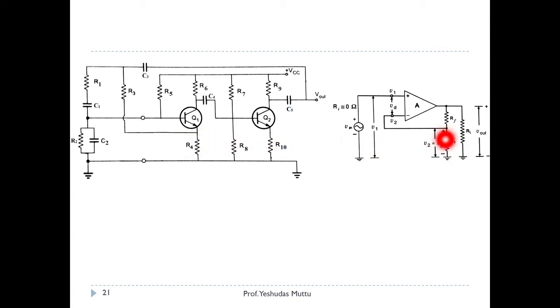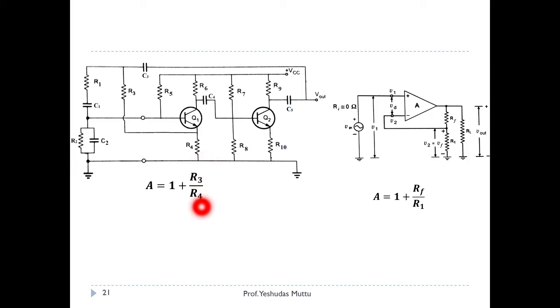You have R1 which is connected to ground at that point and ground over here. So R3 is like RF, R4 is like R1. What is the equation for non-inverting amplifier? Closed loop gain is given as 1 plus RF upon R1. Similarly, I can write over here A is equal to 1 plus R3 upon R4. I hope this is clear to you all.